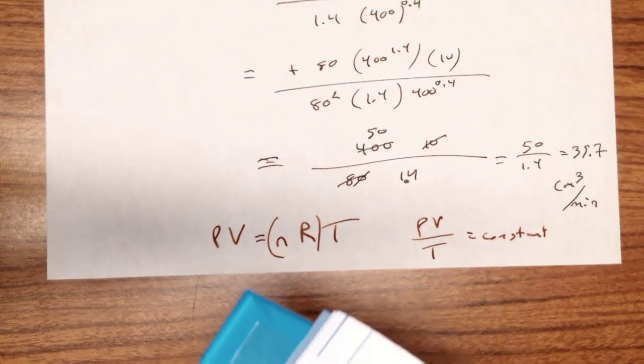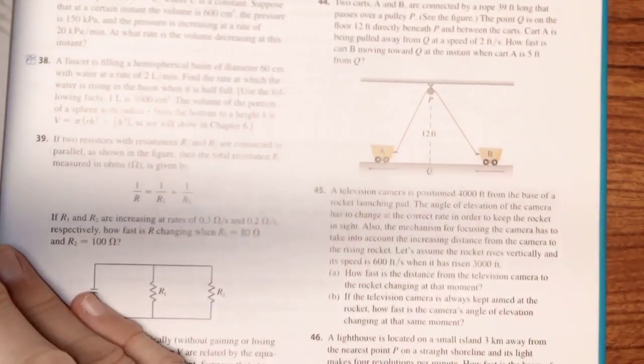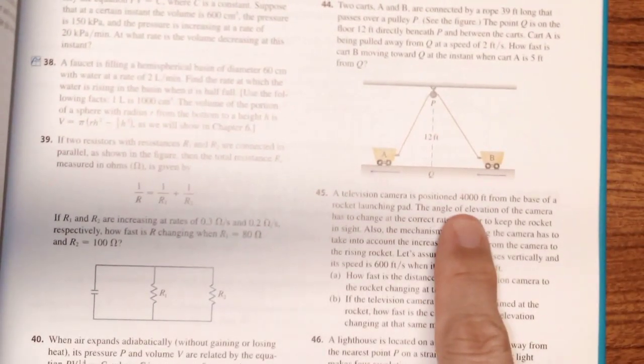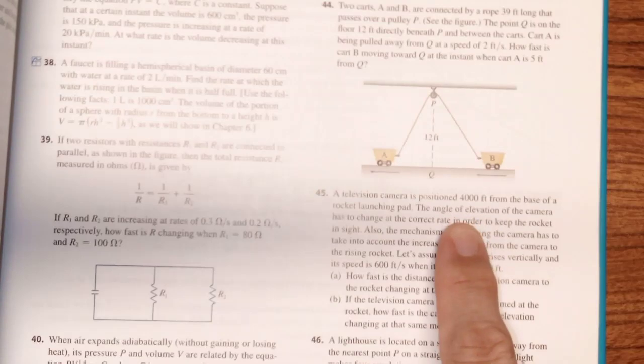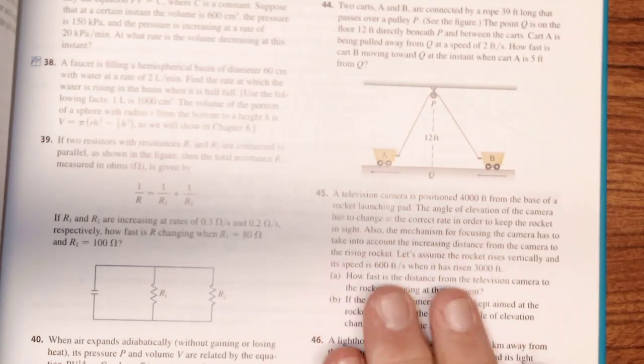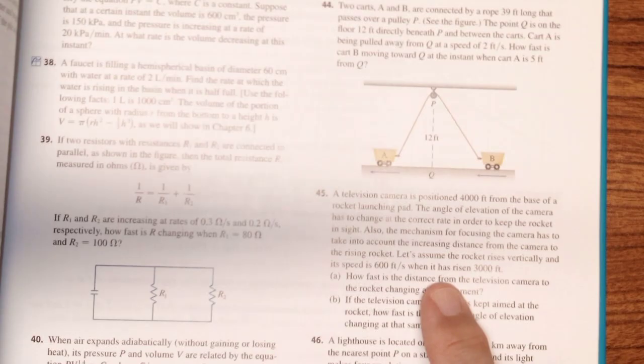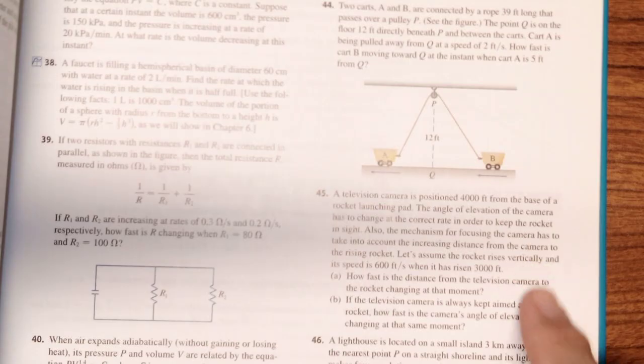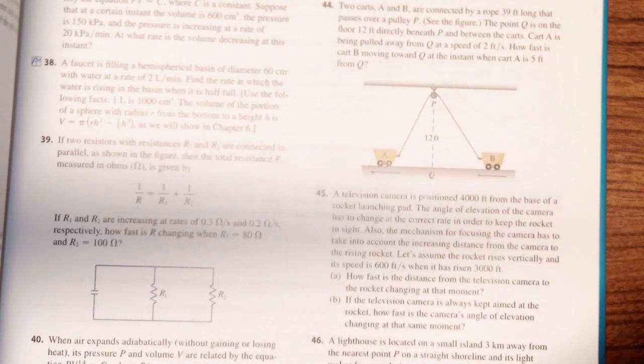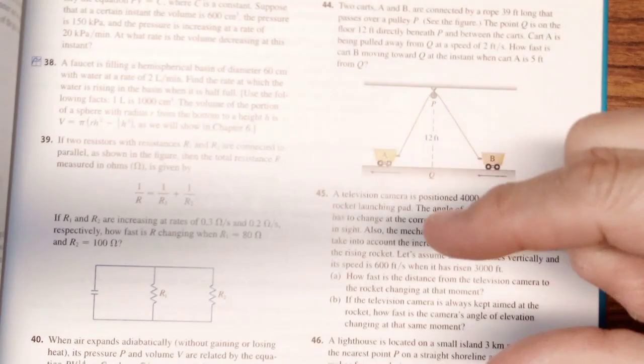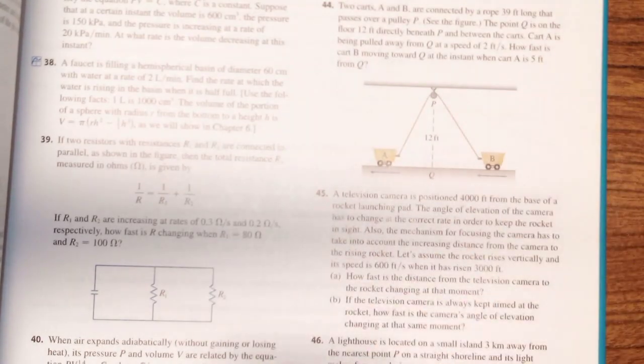If you think my idea of the angle of the searchlight is a crazy problem, take a look at number 45. A TV camera is positioned 4,000 feet from the base of a rocket launch pad. The angle of elevation of the camera has to change to keep the rocket in sight. The mechanism for focusing the camera has to take into account the increasing distance. So I need to know how fast is the angle turning and how fast is the distance increasing. So I have to do both of those calculations with the change in angle and with the change in distance to keep my rocket in focus and in sight.